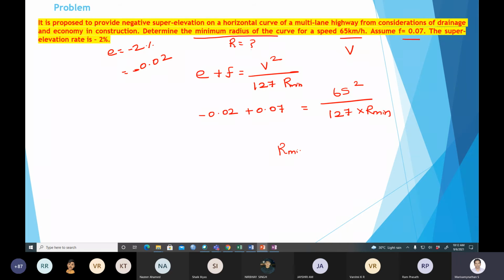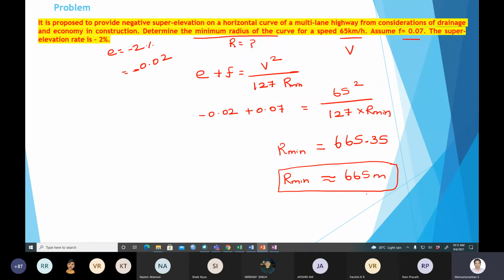Then the R minimum value is equal to 65 square divided by 127 times minus 0.02 plus 0.07. I am getting the value of 665.3543, which I assume as 665.35. So the minimum radius can be provided as 665 meters. Just check whether the problem gives 665 or 666, and according to that you can finalize it.